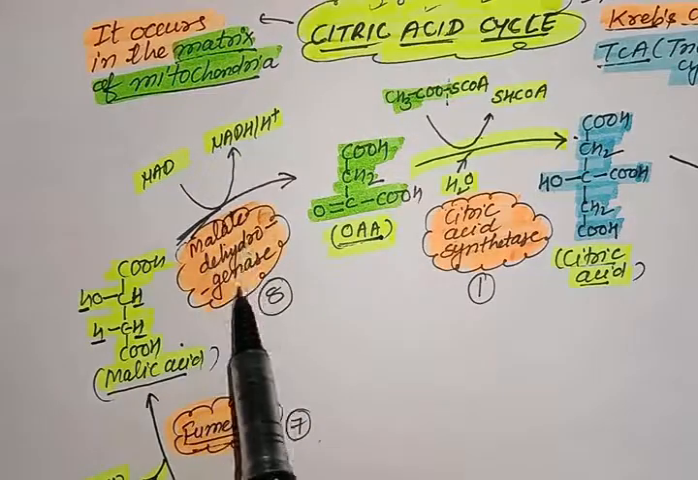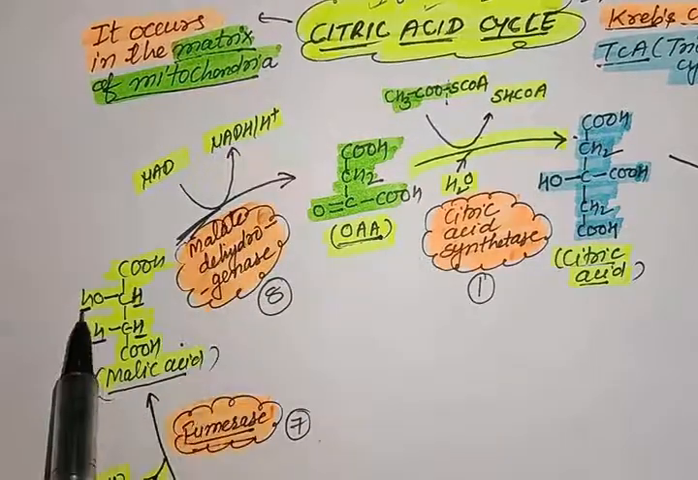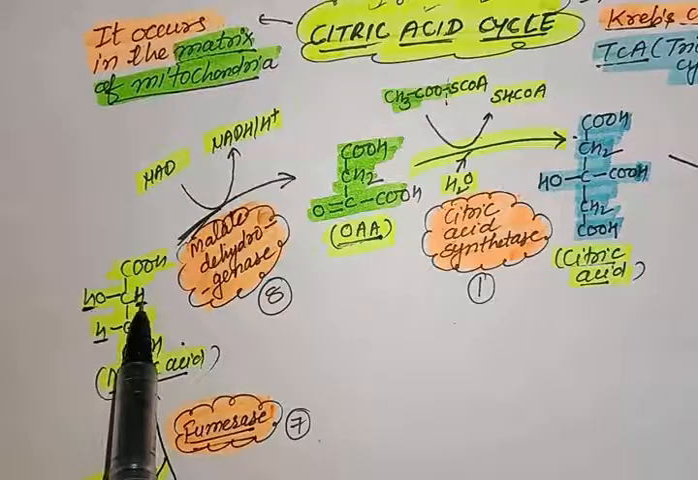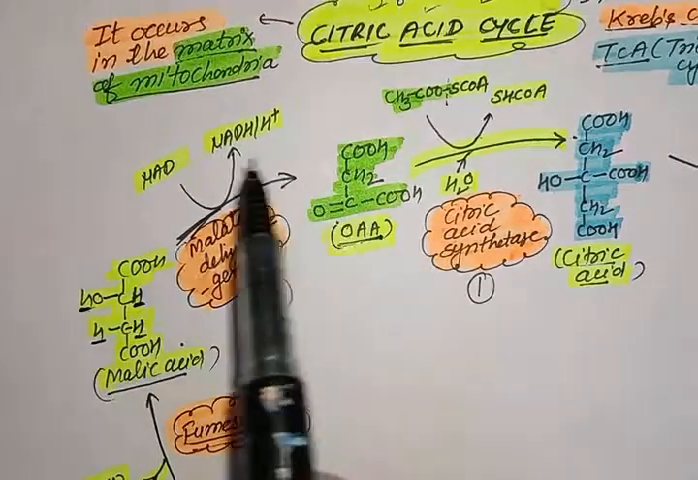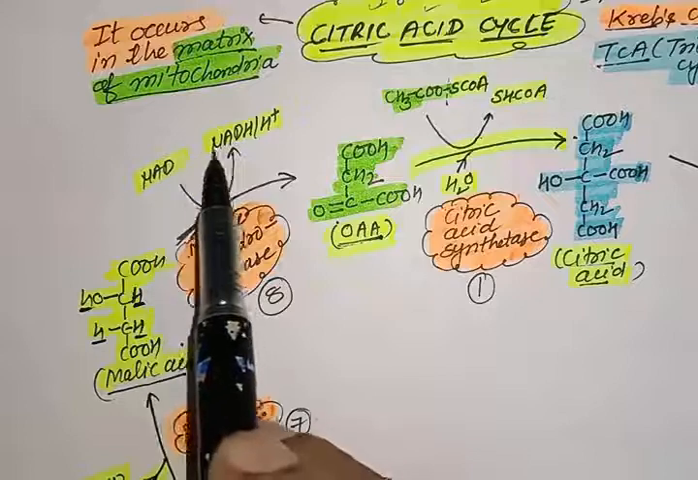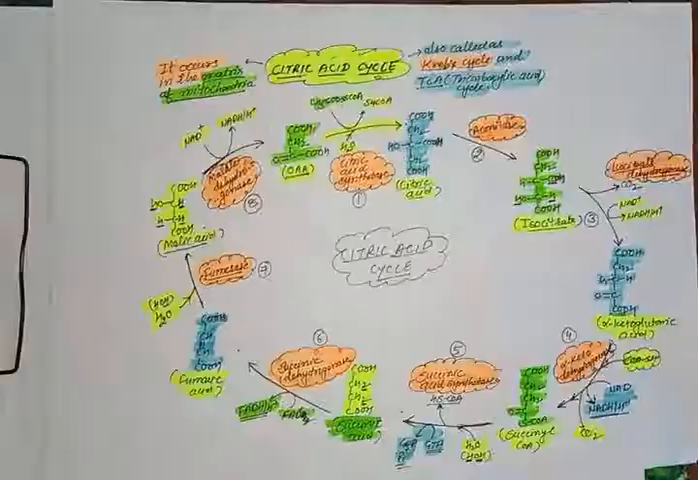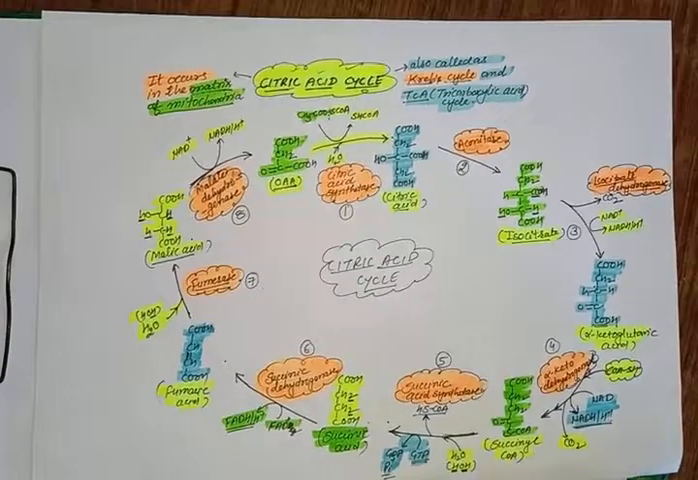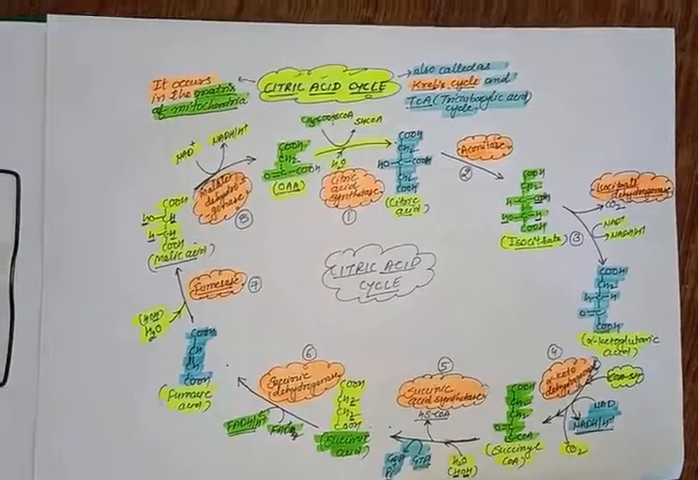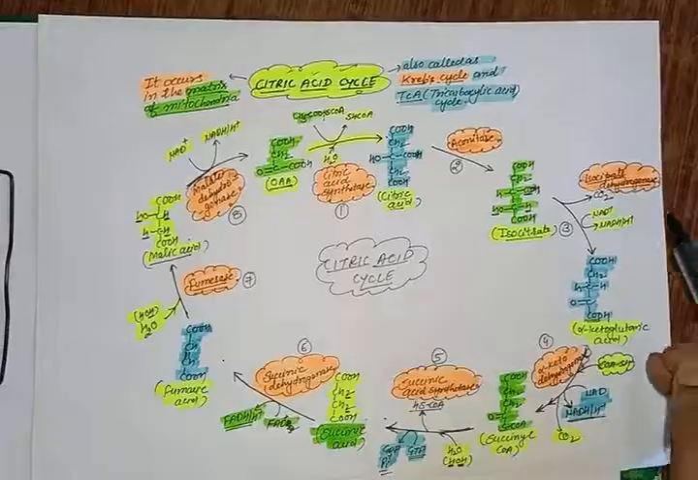And in the final step, malic acid then converts into oxaloacetic acid in the presence of enzyme malic dehydrogenase. During this H and this H are removed to form the keto group. And in this step, again one NADH2 is formed from NAD positive.